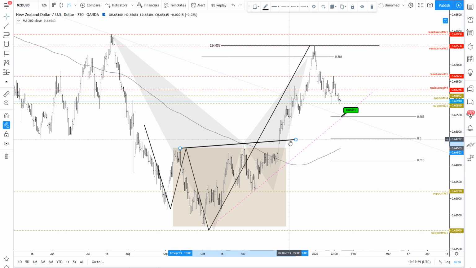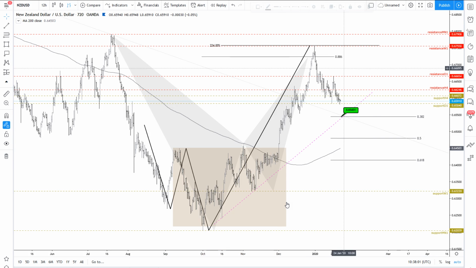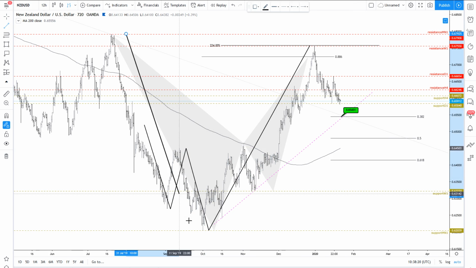It may start with an impulsive momentum, or at least most of the times we will search for the bat pattern starting with an impulsive momentum and then completing with three waves, kind of an ABC or an ABCD pattern, kind of.